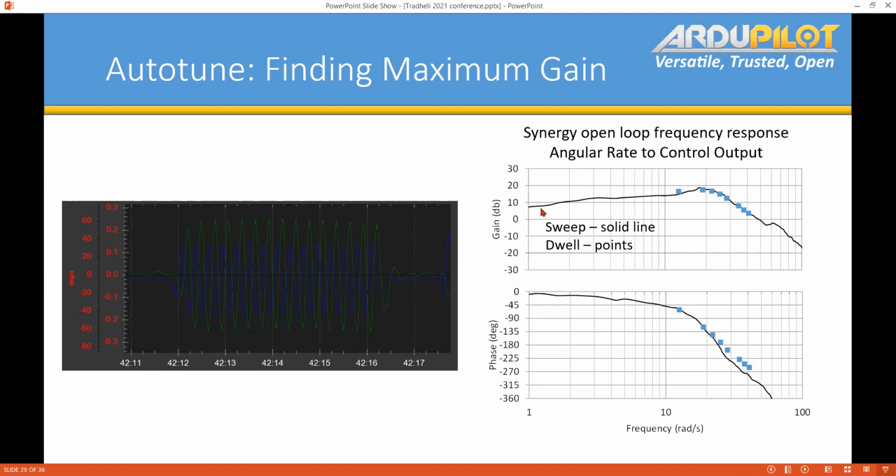Actually, interesting enough, this is the frequency sweep data in the solid line, and this is my dwell data in the points. And you can see how well they do match between the two.